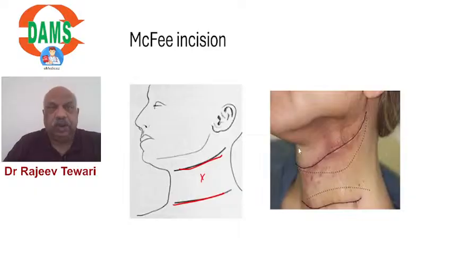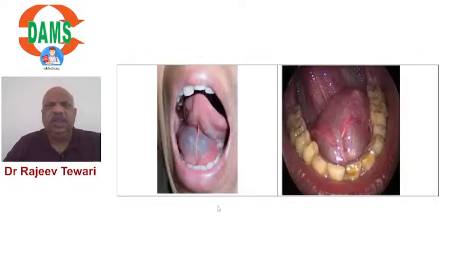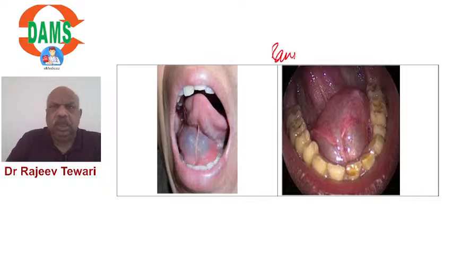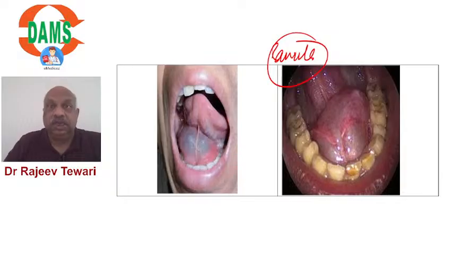This is some points about radical neck dissection. And this is the image of Ranula. This also they ask. One, they show the photo and ask what is this, and another they ask which nerve gets injured in Ranula surgery, lingual nerve. 2, 3 questions they do ask on this.